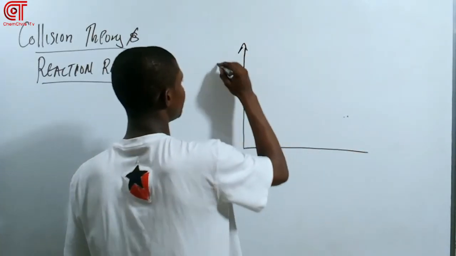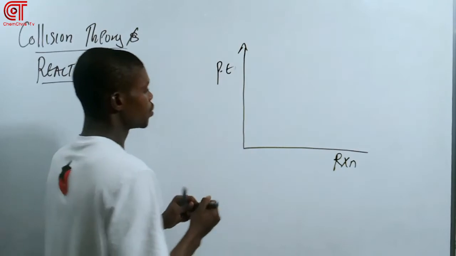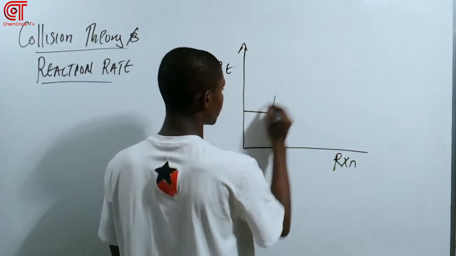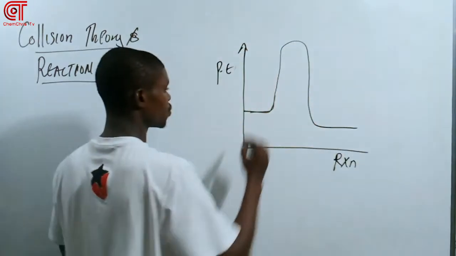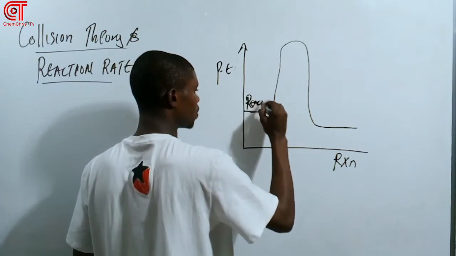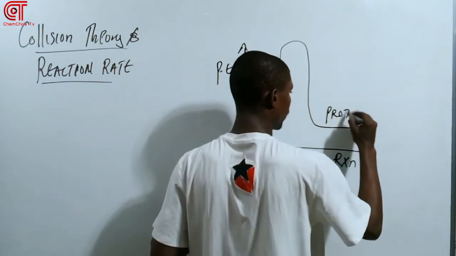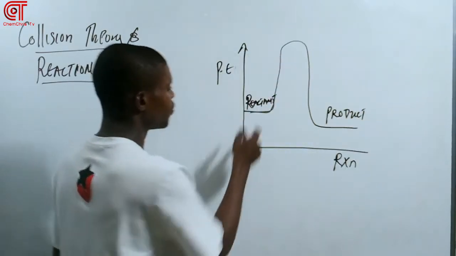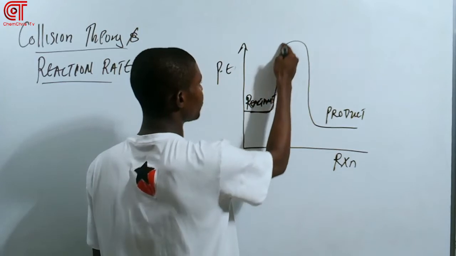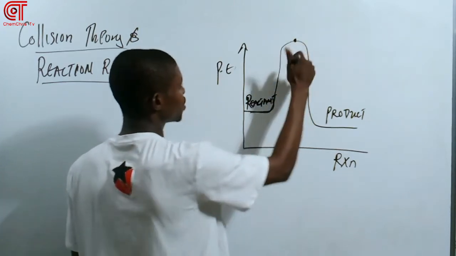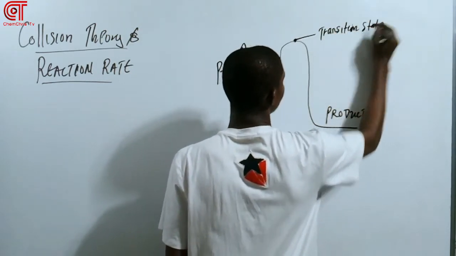Now when you have the potential energy diagram for the reaction, here we have the reactant, and here we have the product. It means that for a reaction to take place, the reactant must pass through a point, must reach a height. Now this height is known as the transition state.